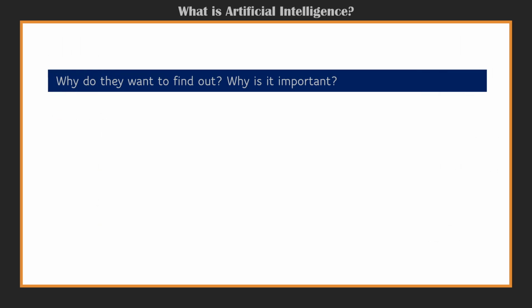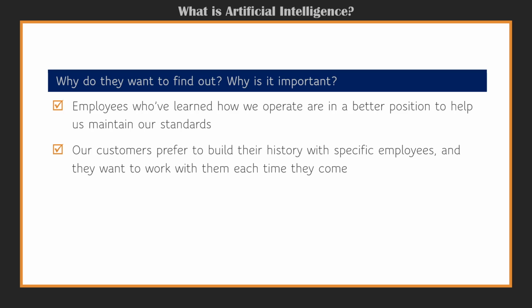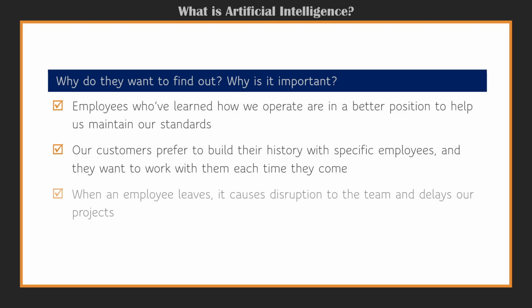So again, why is it important for them to be able to solve it? Employees who have learned how we operate are in a much better position to help us maintain our standards. So this is again you interviewing them, and they're telling you why this whole quest is really important. They're saying that good employees, qualified and well-trained employees, allow us to operate in a better position, and that's absolutely the case. And they're saying that our customers prefer to build their history with a specific employee, and they want to continue to work with them every time they come in. Again, we've already heard about this problem. And when an employee leaves, it causes disruption to the team and really delays our projects.